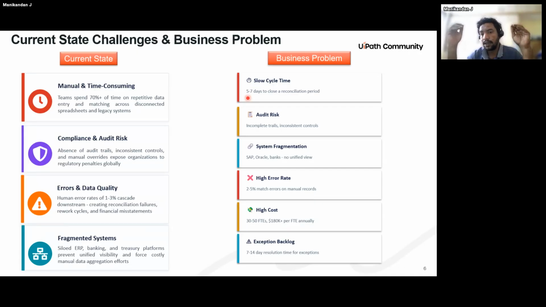Then the business will come to us: no, this was clear, go and immediately fix it. They have to do this in 5 to 7 days, working 24 by 7. So audit risk: in this SAP Oracle business unit which we are talking about, there is a 2 to 5% matching error as well.